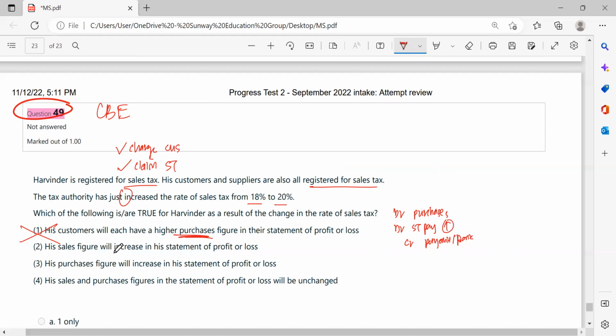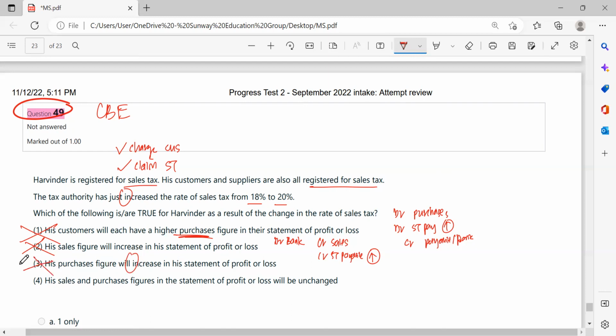Number 2, his sales figure will increase in the statement of profit or loss. This is wrong also. It's the same concept. If he records the sales, he would debit, let's say, bank, as he received the money already. He will credit the sales account, but he will credit the sales tax payable account also. So it's the sales tax payable account that is going to increase, not the sales account itself, unless your selling price increases.